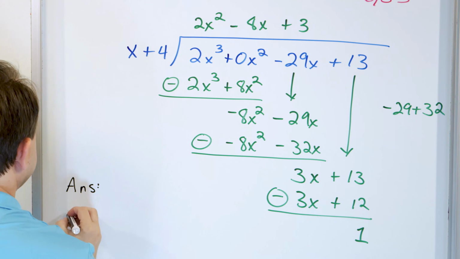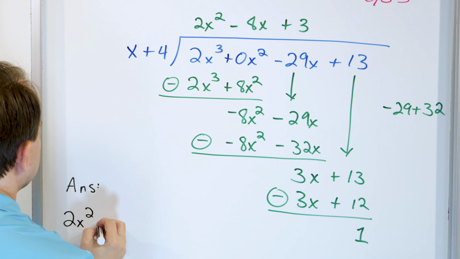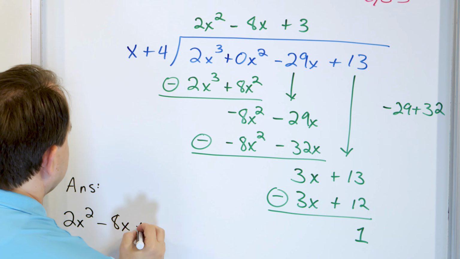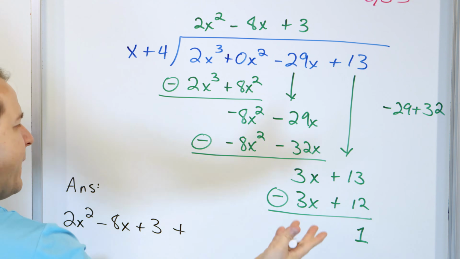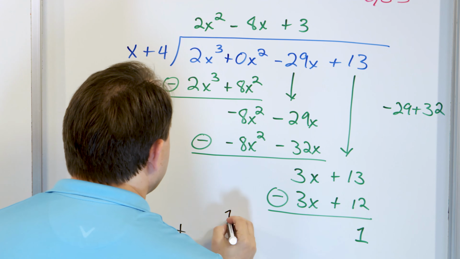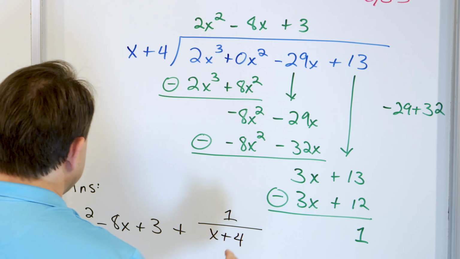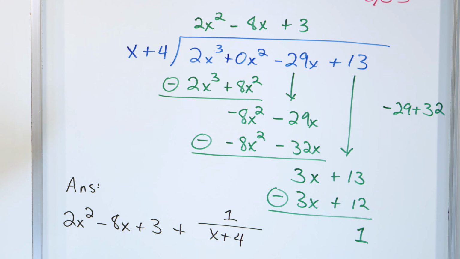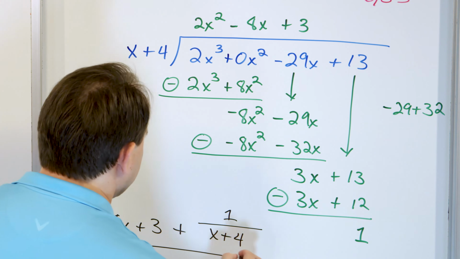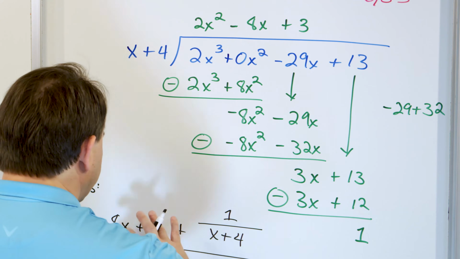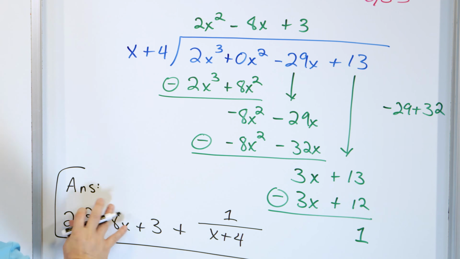And so the answer I'm going to get is what's on top here. It's going to be 2x squared minus 8x plus 3 plus the remainder, but expressed as a fraction, is 1 over what I'm dividing by, x plus 4. So let me double check myself. I have 2x squared minus 8x plus 3 plus the fraction 1 over x plus 4. So this is the correct answer. Again, if you miss the fractional part, it's wrong. If you miss any of the terms here, it's wrong.